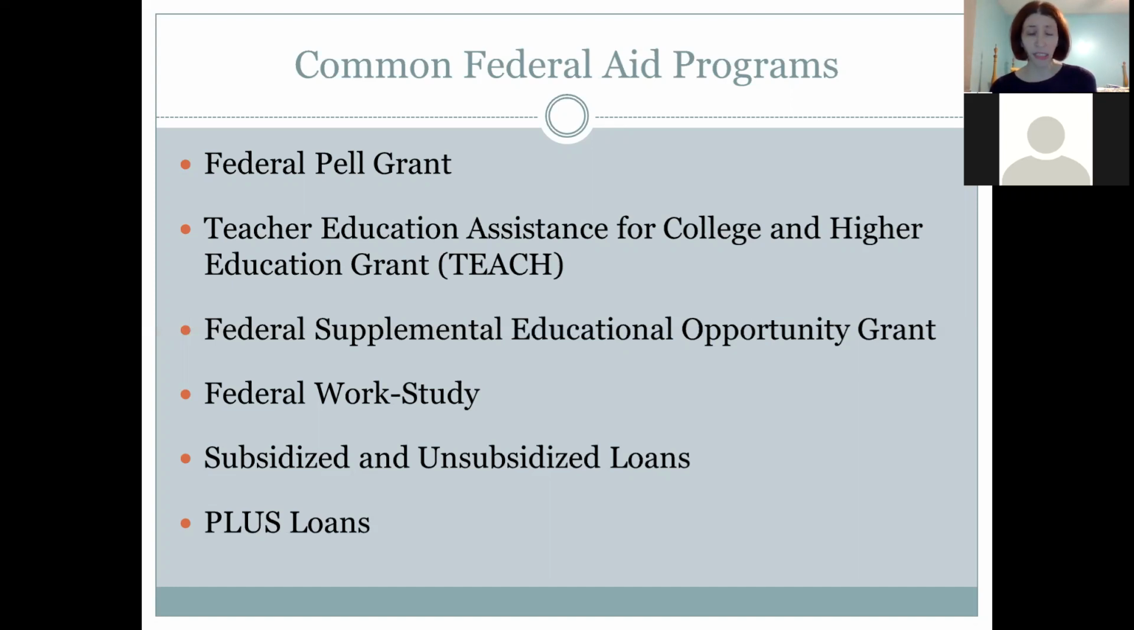Subsidized and unsubsidized loans, these are federal loans in the student's name. Subsidized means that the government pays the interest on the loan while the student is in school. The unsubsidized means that they don't, so interest is accruing while the student is in school. Again, these are in the student's name. They are a loan. They would have to pay them back after graduation.